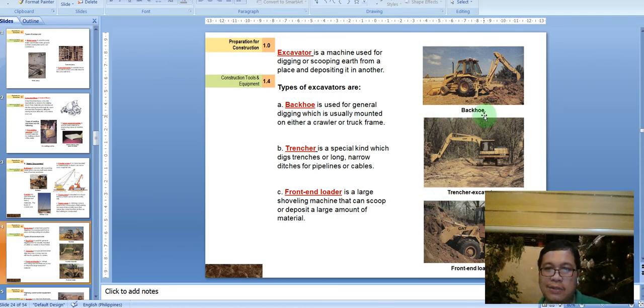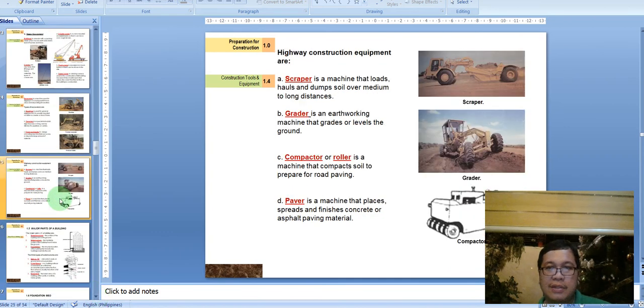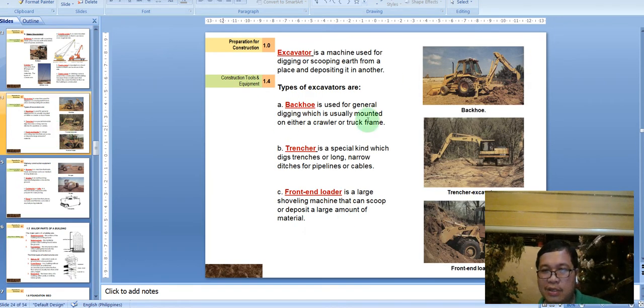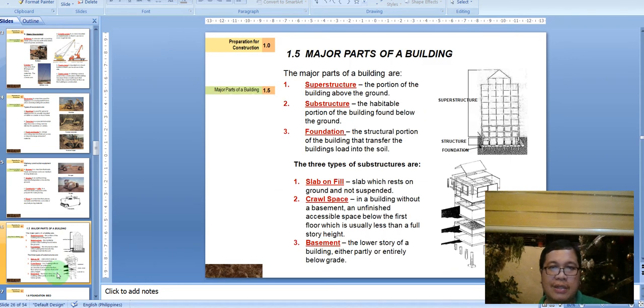You have your backhoe, your trencher, excavator, front end loader, scraper, then grader, then paver. So familiarize yourselves so that when your people aside ask you what heavy equipment you're going to use, at least you know what's the purpose of the backhoe, what's the purpose of the trencher, the excavator.